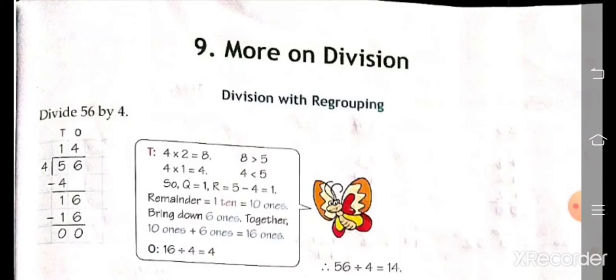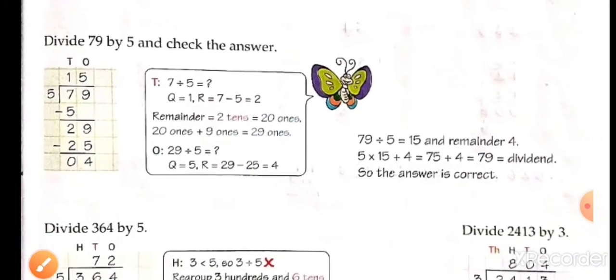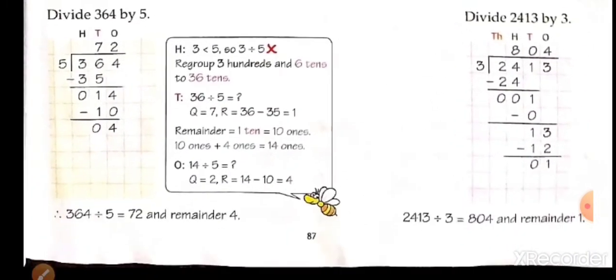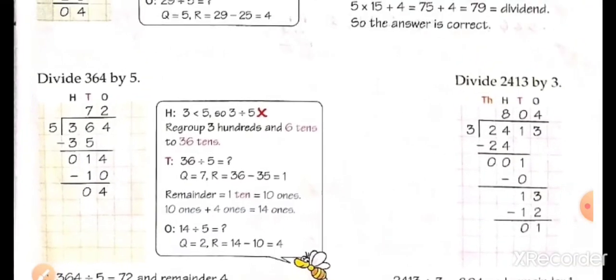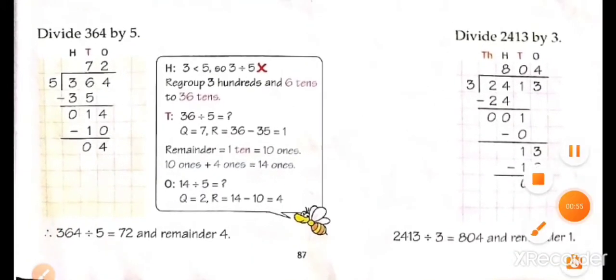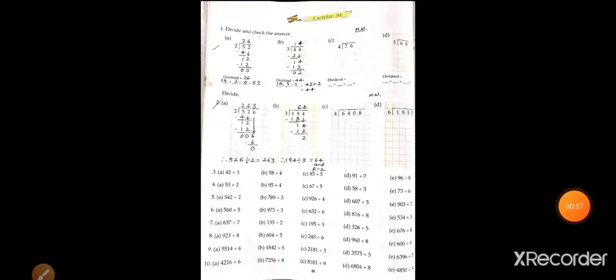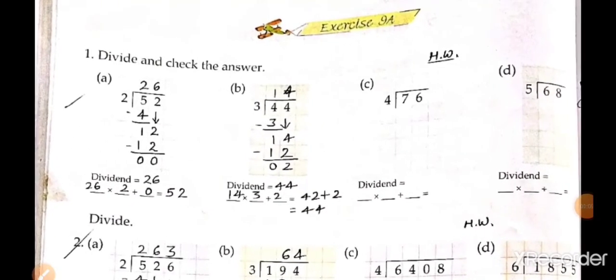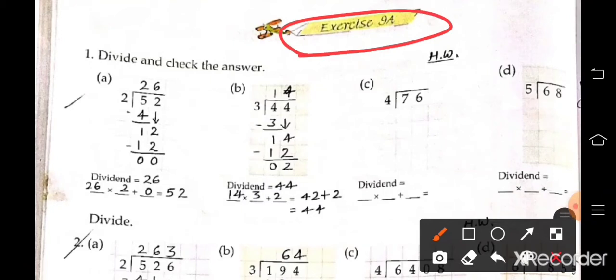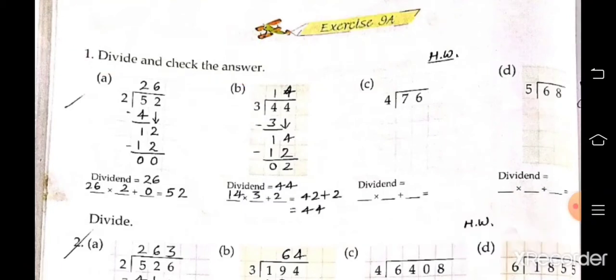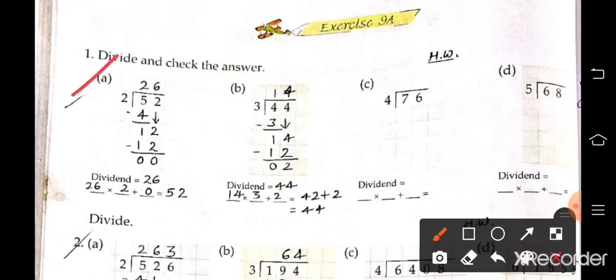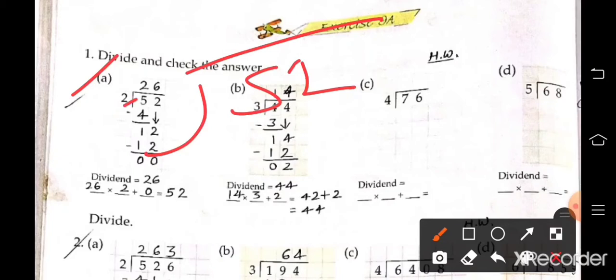Okay, now here are some more examples. Now exercise time. At page number 88, exercise 9A. Question number 1, divide and check the answer. So first A part, 52 divide by 2. Okay, so look here, 52 divide by 2.